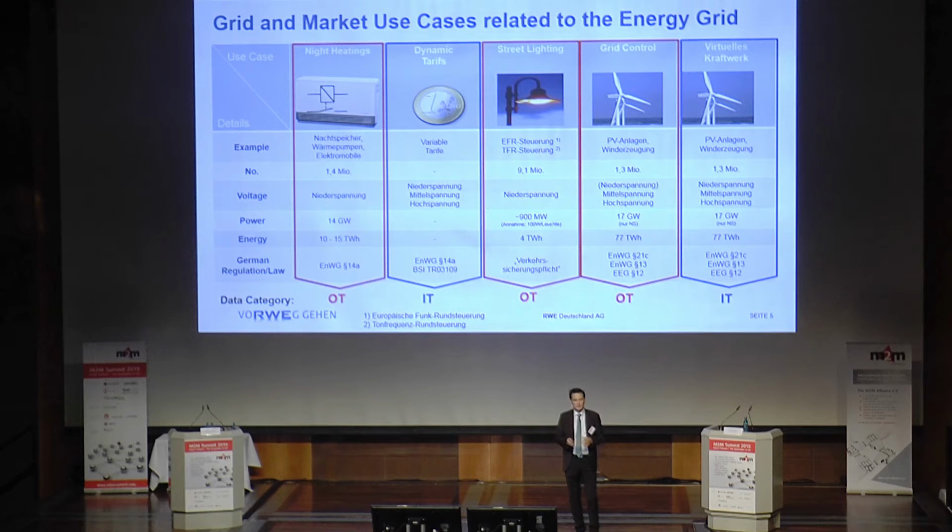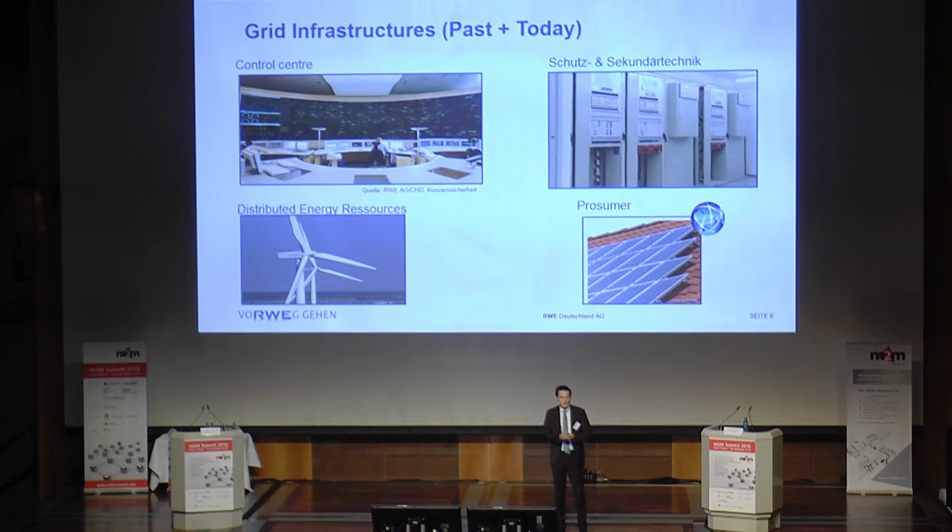And there the question is, do we have a relationship to Internet of Things? Is all of that taken to the Internet, and do we take ITU technologies to solve the challenges we have within the energy turnaround? In the grid infrastructure, we have a grid control center. We have so-called Schutz- und Sekundärtechnik in German, which you would call secondary technology in English. You have distributed energy resources, and you have prosumers. You can see I've put an internet bubble there.